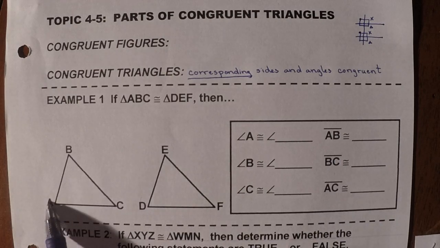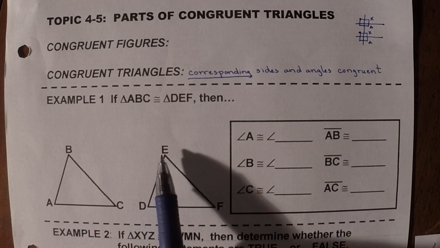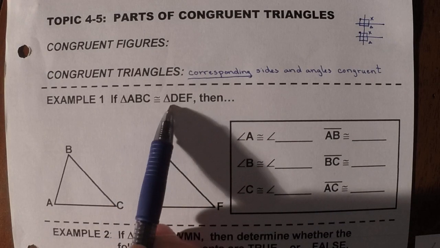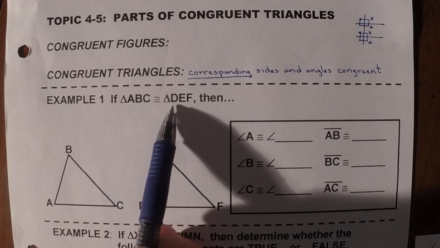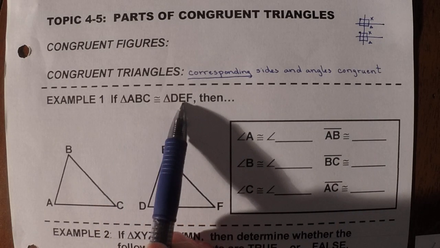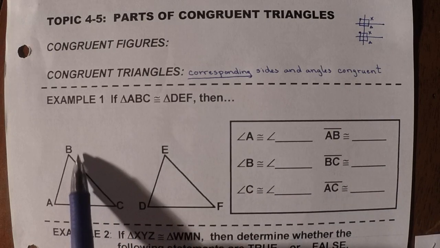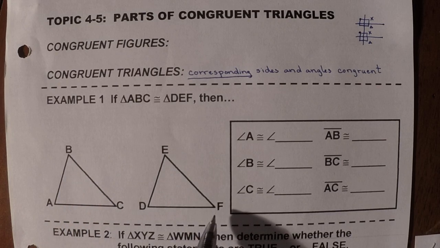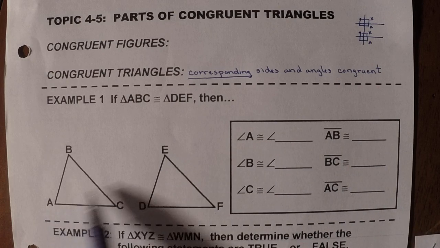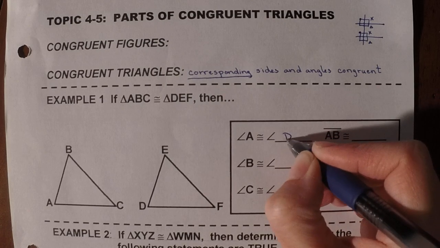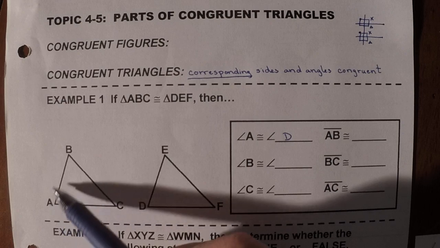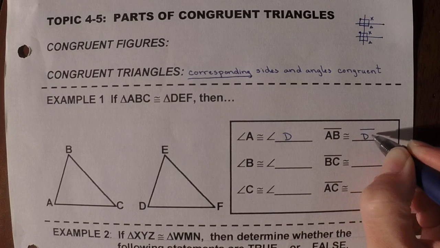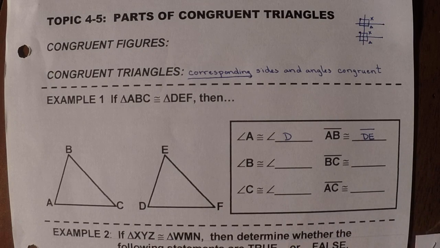So if triangle ABC is congruent to DEF, then which angles and which sides are congruent? The letters have to correspond. So this automatically tells you that A goes with D, B goes with E, and C goes with F. So I can look at the shape as well. A matches up with D, B with E, and C with F. So here, angle A would be congruent to angle D. Or we could say side AB would be congruent to side DE. And here, the order does matter. So see if you can fill the rest of those in.